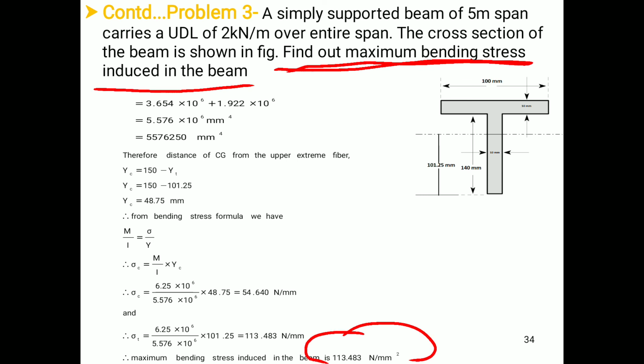So in this numerical, we have calculated the value of maximum bending stress for the T section. So we will stop here. In the next lecture, we will again discuss a numerical based on the flexural formula.